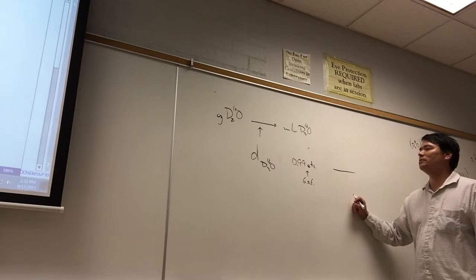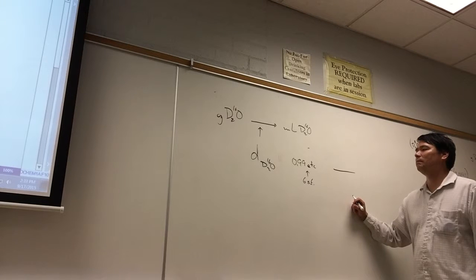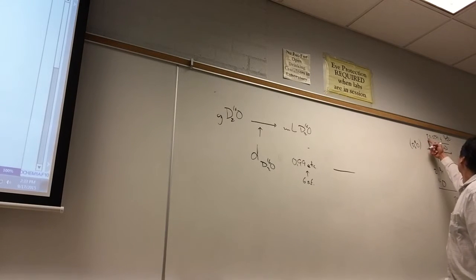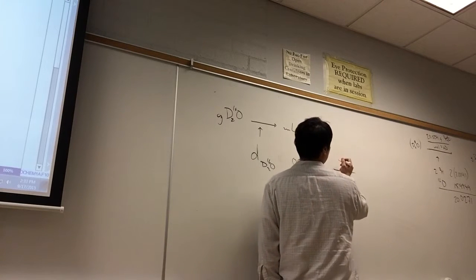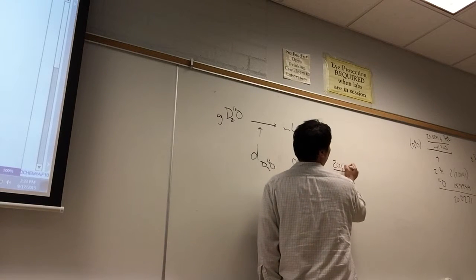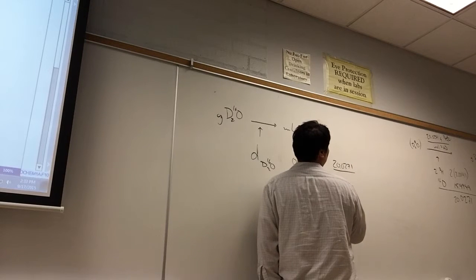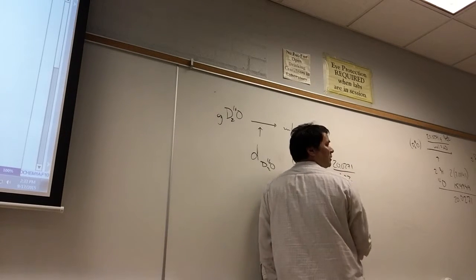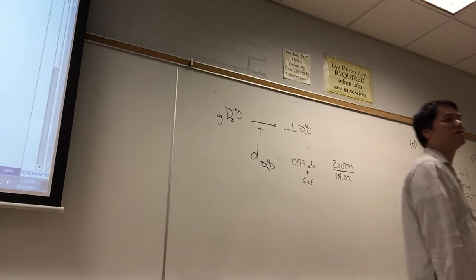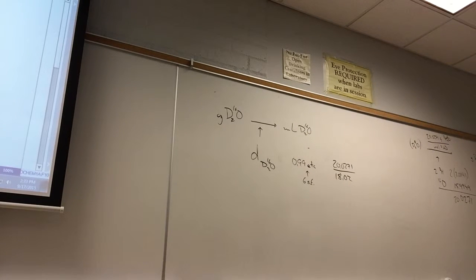And the little ratio is going to be like this. D2O16, or maybe we'll just do this. D2O16 is 20.0271. H2O is, let's do 18.02. I mean, we're already making assumptions, so this isn't an accurate calculation.